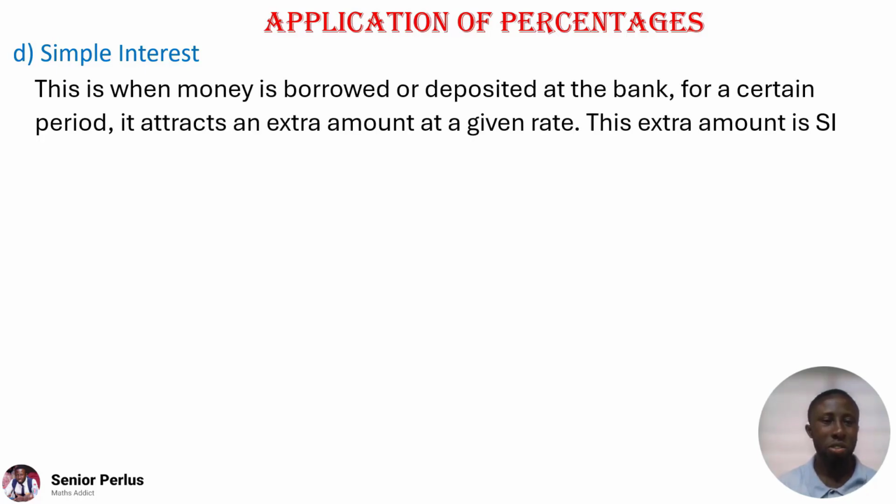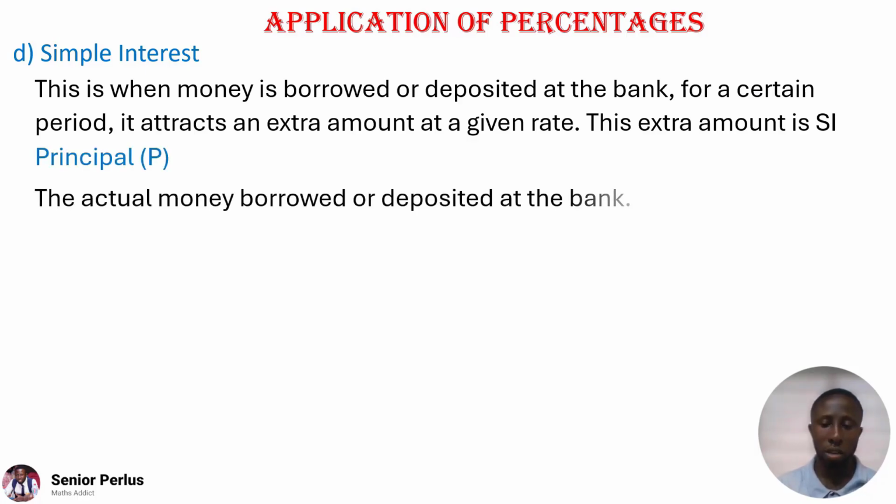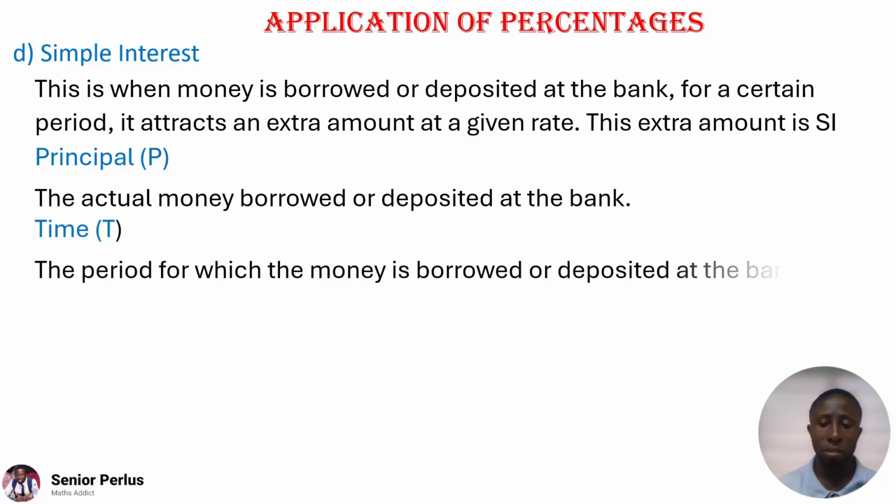So this is when money is borrowed or deposited at the bank for a certain period. It attracts an extra amount at a given rate, and that extra amount is the simple interest we are talking about. The typical example is the MTN loan. Principal is the actual amount borrowed or deposited at the bank. Maybe you put it into the business.